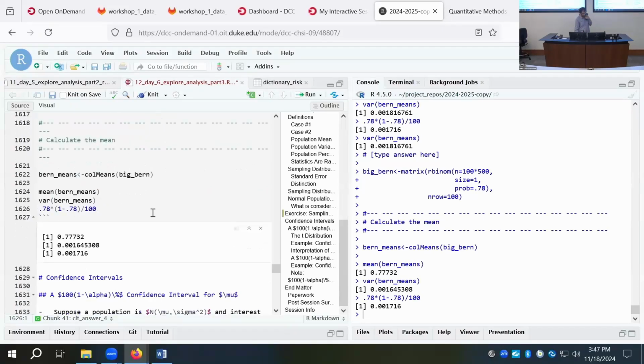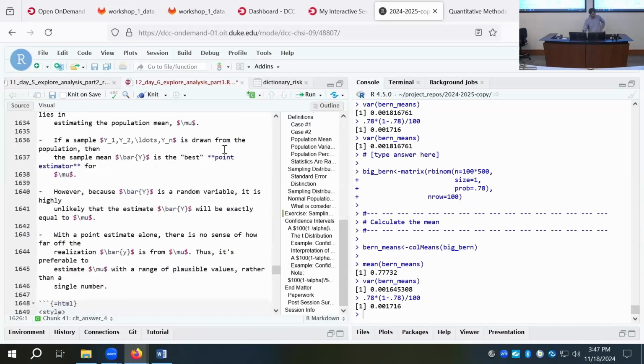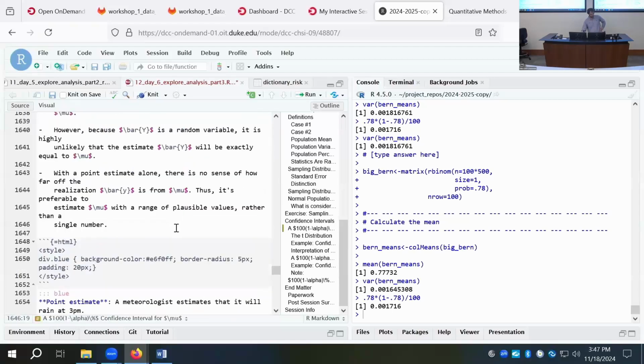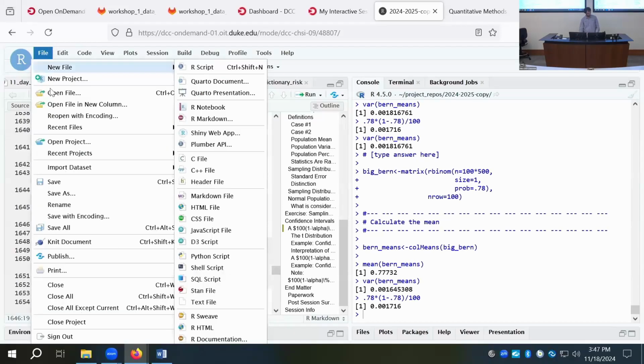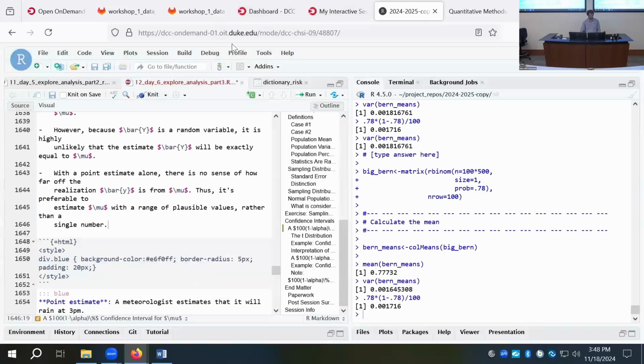Okay, so that gets us to basically it. I don't think I can run through confidence intervals in 13 minutes. So if anybody has any questions at the moment, let me know. Any questions in the chat or in the room? No?